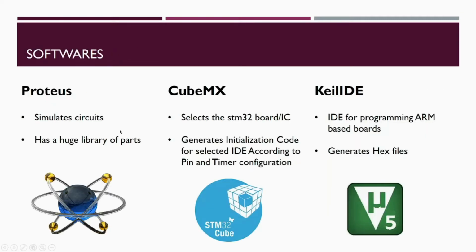The softwares we used were Proteus, CubeMX and Keil IDE. CubeMX generates code according to our set pin configuration for Keil IDE, and in Keil we complete the code. We generate a hex file, then we use it in Proteus.